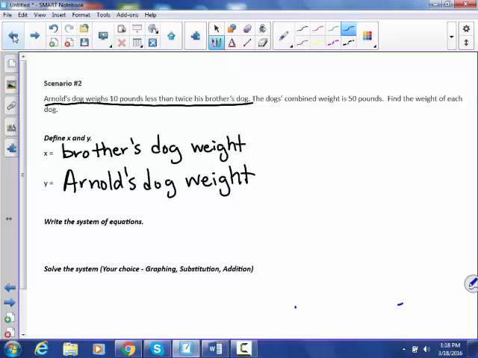Guys, it might be helpful for you to do this because you don't have the paper, because it's on your screen. But right now, there's Arnold's dog. What letter can I put in place of Arnold's dog? Y. Y weighs, so Y equals 10 pounds. What do you think I should put for "less than"? Minus 2X, twice his brother. His brother's dog is X. Twice means 2 times. Everybody see what I just did?